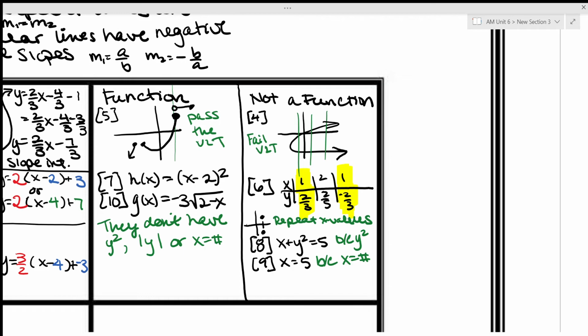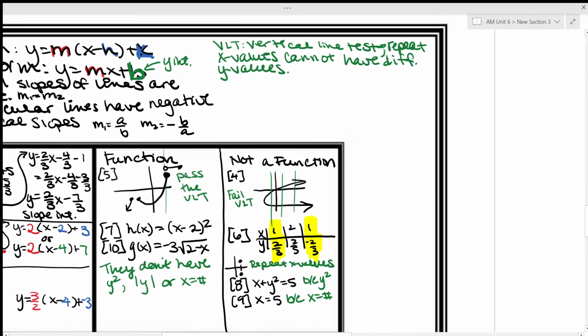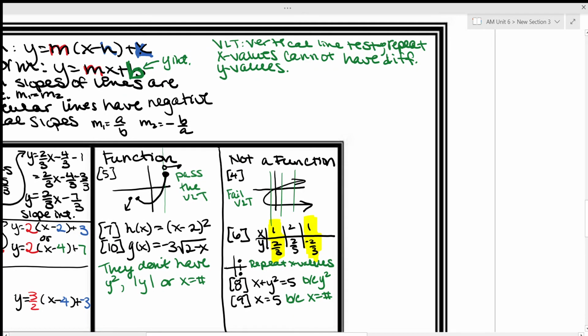Okay, I'm going to add that little note up here as well. Might be a little overkill. Probably for Dane it is. Yeah. So I'm going to add up here: no y squared, no absolute value of y, no x equals a number.